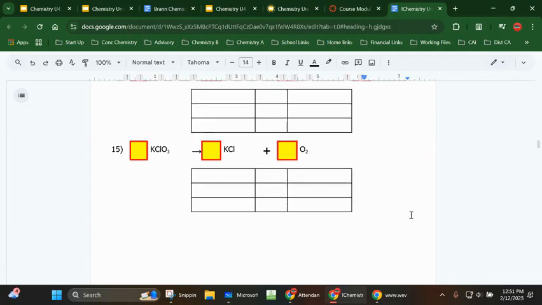15 also happens to be a decomposition. Here's the arrow, no plus sign before it. One thing breaking apart into 2 or more. In this case, 2. Any others? That's it.